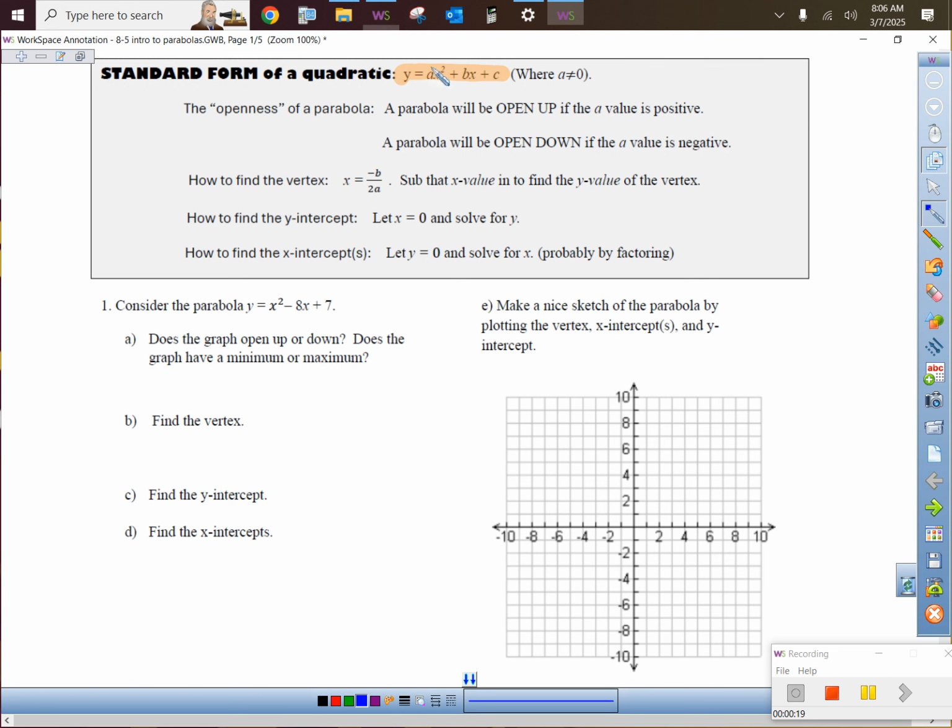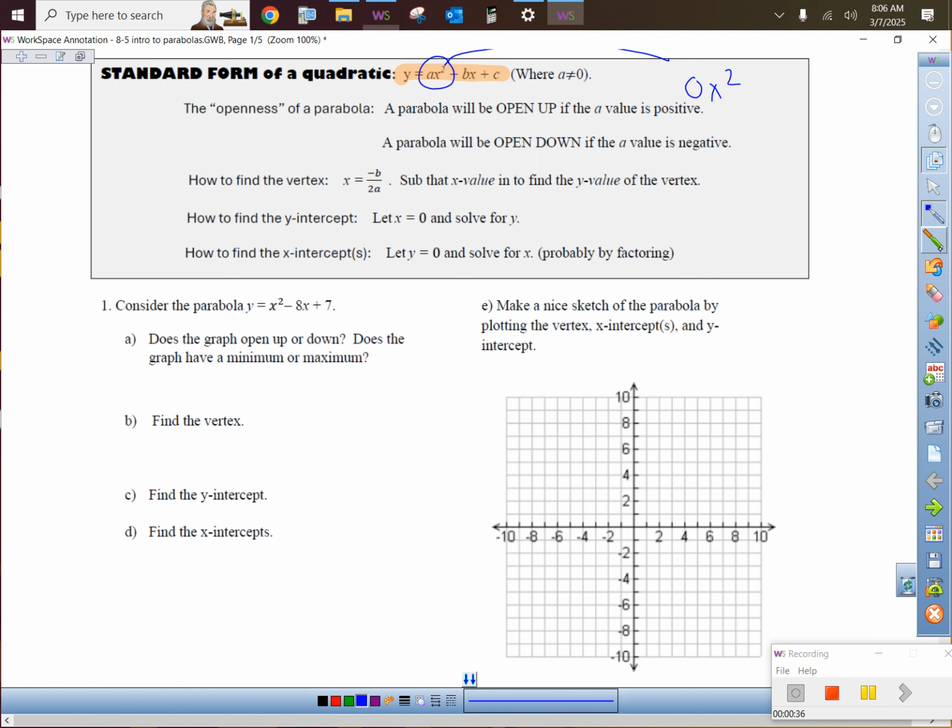Here's a quick reason why a can't equal 0. If you put 0 in for a and you took that times x squared, what does 0 times x squared turn out to be? 0. The x squared would go away. It's no longer a quadratic then, if there's no x squared in it.